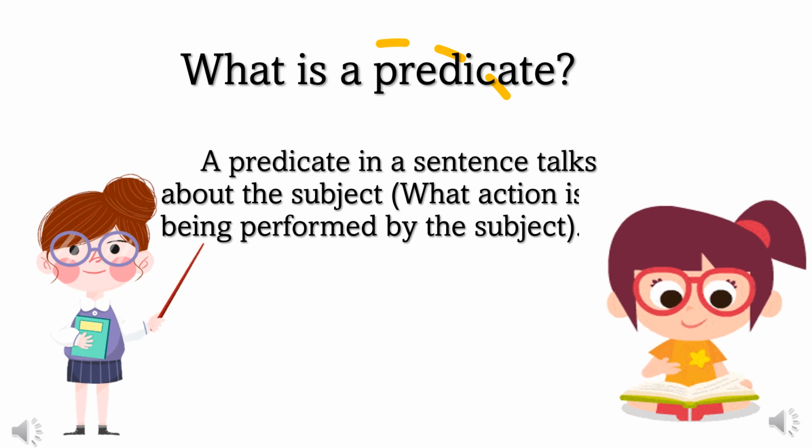So now I hope you all are clear with what is a subject. So let's look into what is a predicate. A predicate in a sentence talks about the subject or what action is being performed by the subject.